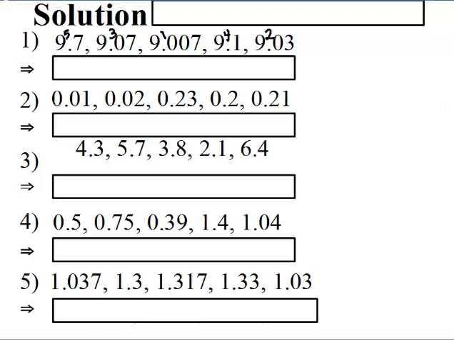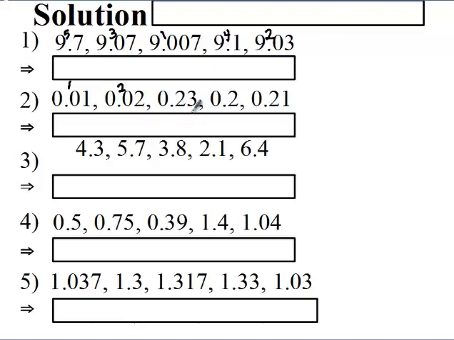In the second one, let's start comparing their whole number parts. All of them have zeros in their whole number parts. So let's move on to the 10th column. The 10th column, we have 0 here, 0, 2, 2, and 2. So let's compare those with zeros. We move on to their 100th column, 1 and 2. So 1 is smaller than 2.